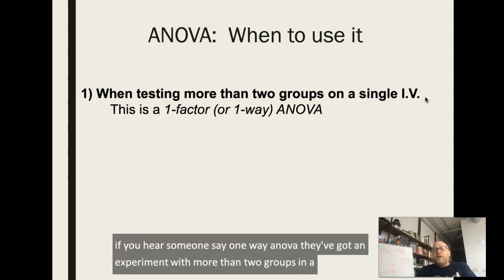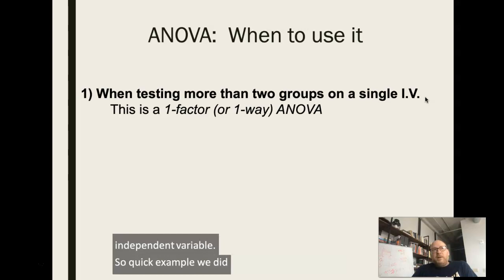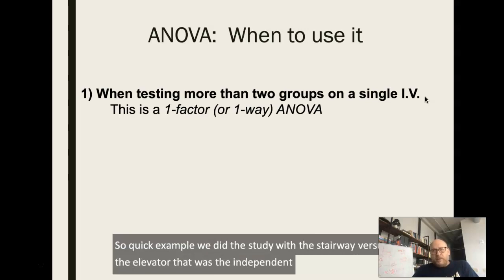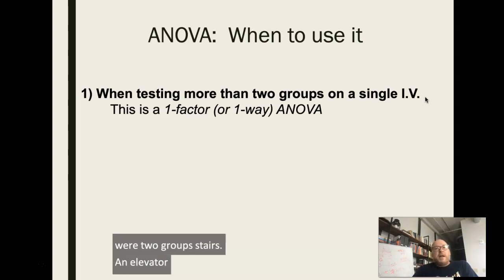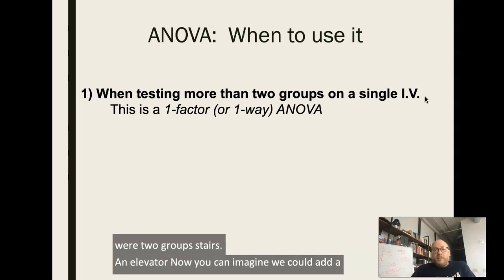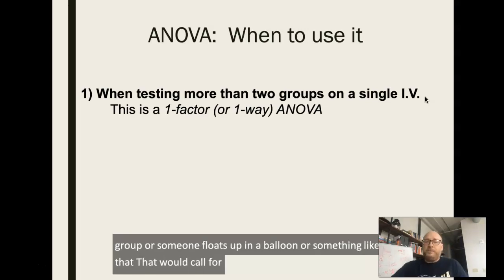So, quick example, we did the study with the stairway versus the elevator. That was the independent variable, and there were two groups, stairs and elevator. Now, you can imagine we could add a third group where someone floats up in a balloon or something like that. That would call for a one-way ANOVA.